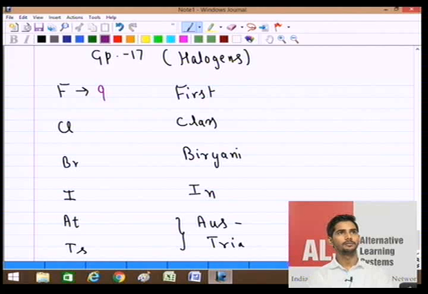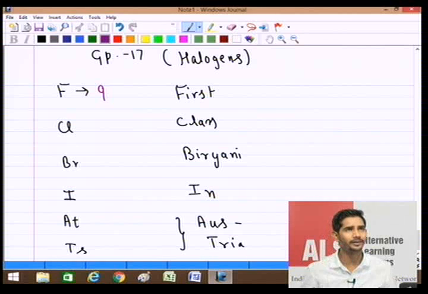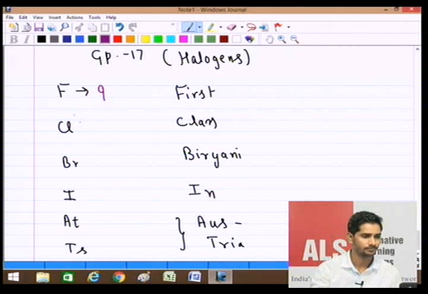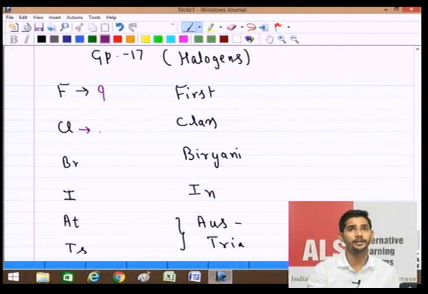Actually, I have to put anatomy of tigers. This is one more suggestion: first class biryani in anatomy of tigers. Can you relate these two terms? First class biryani. Okay, do you know what is biryani? What is biryani? I'm writing the rest of the atomic numbers.